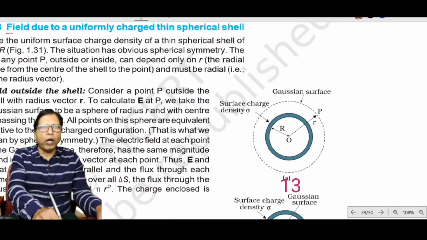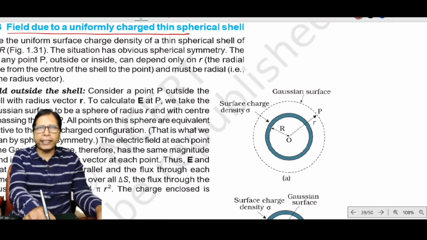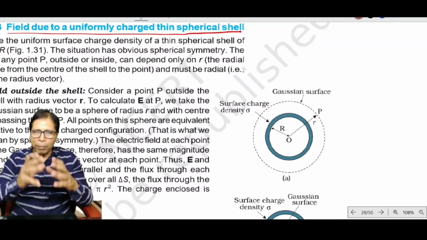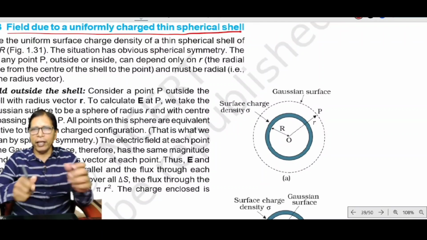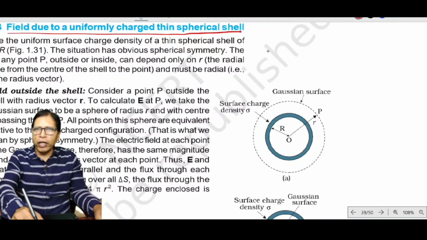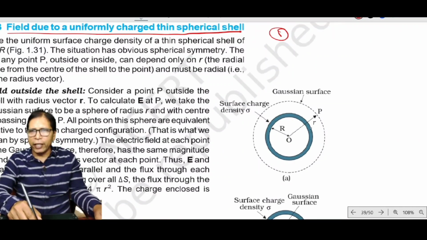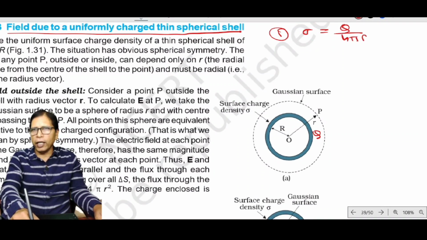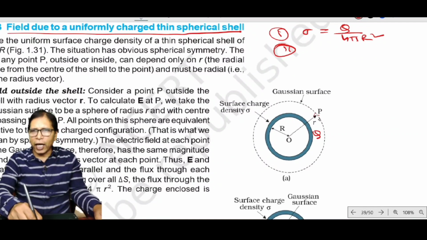Okay. Now, the field due to a uniformly charged thin spherical shell, or a conducting sphere, because both have surface density of charge. Now number 1. This is a spherical shell having charge q. So its surface density of charge sigma equals q divided by 4 pi r square. Number 2. Now P is a point at a distance r where the electric field is to be obtained.